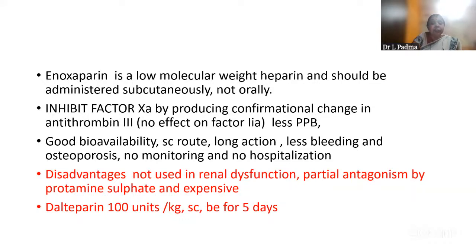The main feature of why we are using enoxaparin is that it's a low molecular weight heparin. It inhibits only factor 10A while producing conformational changes in antithrombin. See, there are four steps where anticoagulants act.